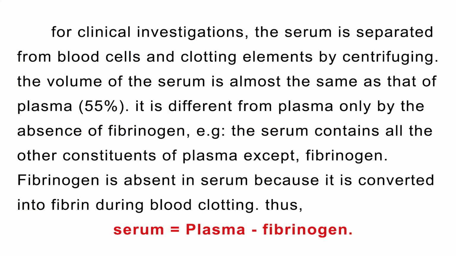For clinical investigations, the serum is separated from blood cells and clotting elements by centrifuging. The volume of the serum is almost the same as that of plasma. It is different from plasma only by the absence of fibrinogen. For example, the serum contains all the other constituents of plasma except fibrinogen. Fibrinogen is absent in serum because it is converted into fibrin during blood clotting. Thus, serum equals plasma minus fibrinogen.